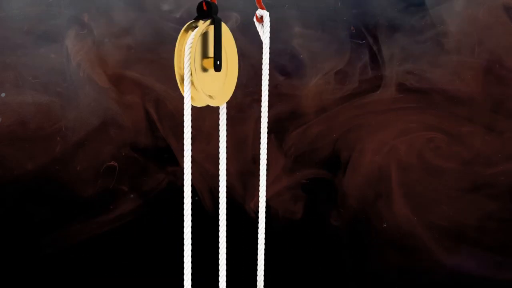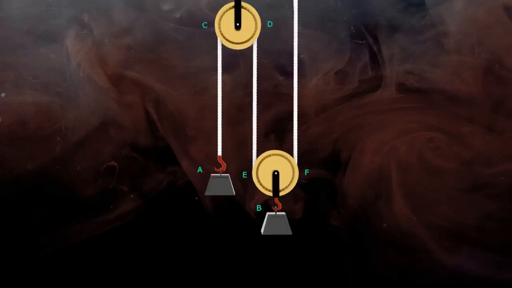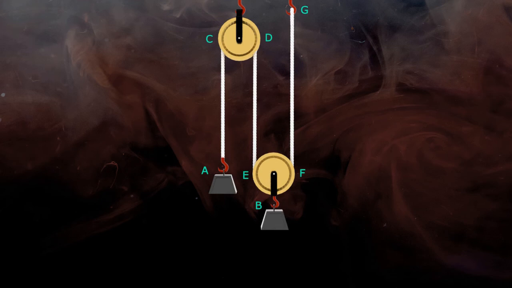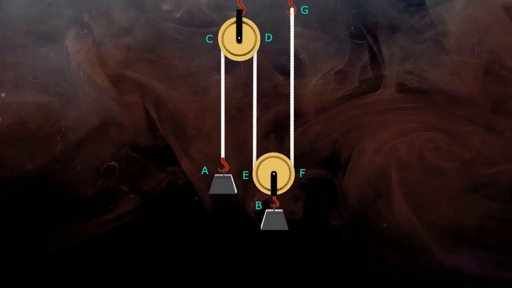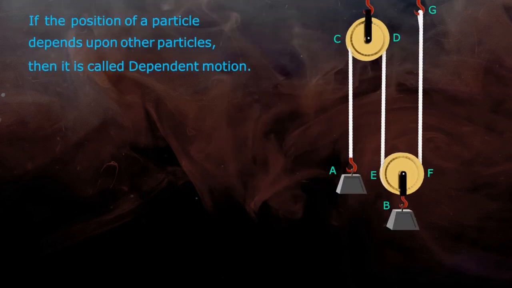But in a system of pulleys and cables, position of block B is dependent on position of A. If block A is moving, block B will also move. Thus, if the position of a particle depends upon other particles, then this is called dependent motion. The relation between position coordinates in this case can be written in the form of an equation. Let's see how we can derive it.